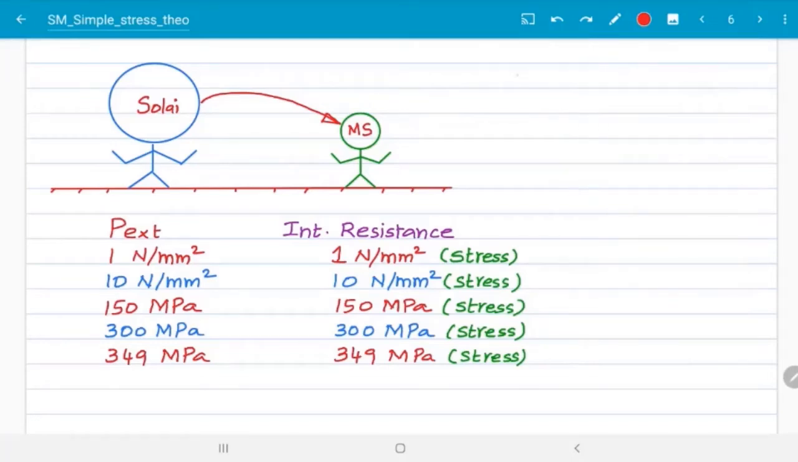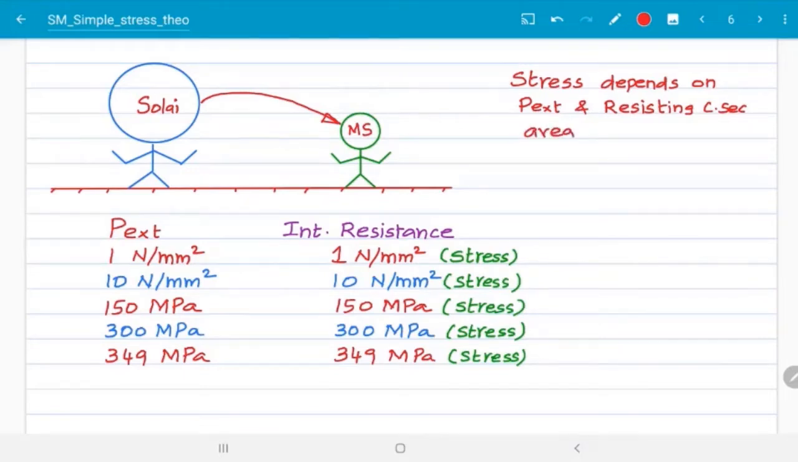Stress depends on P external and resisting cross section area.